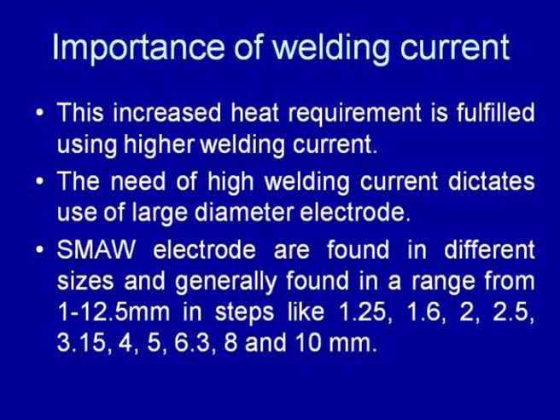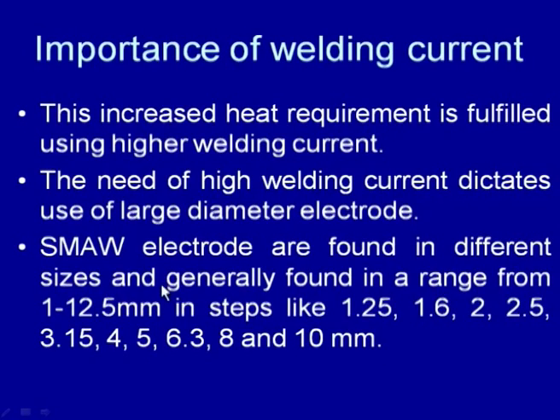We cannot use very high current with small diameter electrodes, because otherwise it will cause excessive electrical resistance heating of the core wire, which will degrade the quality of the weld joint. So, the larger the diameter of the electrode, the higher the current it will allow, which is required for welding thicker plates, so that the required amount of heat can be generated to realize the desired melting, penetration, and deposition rate.